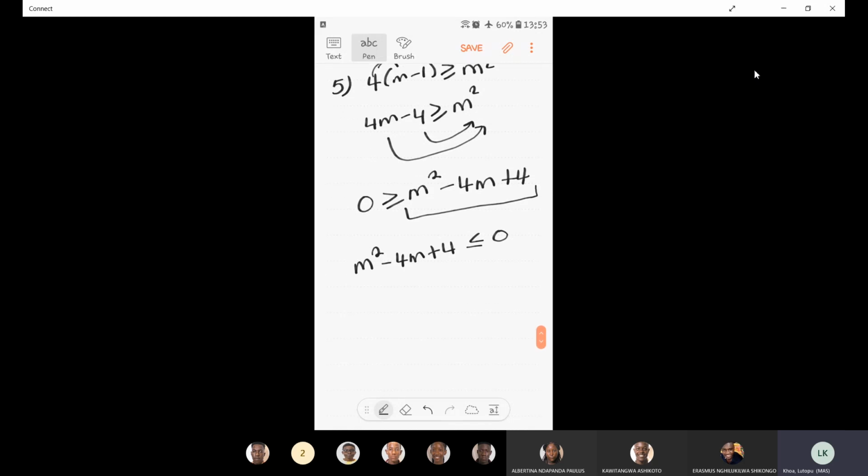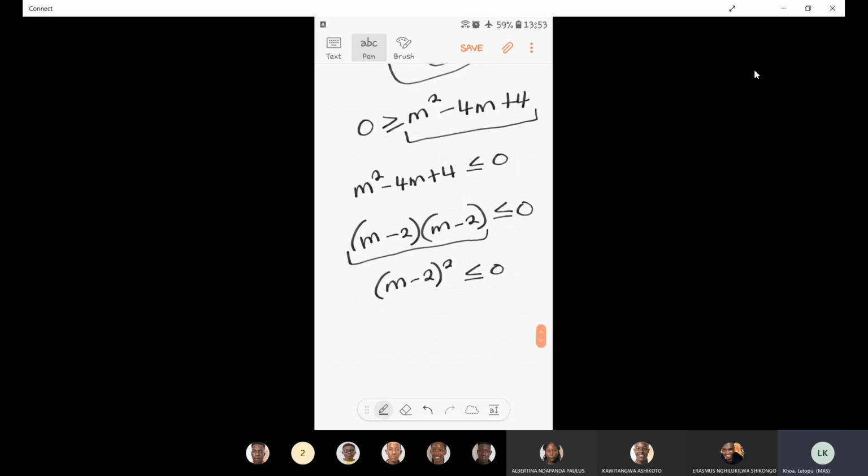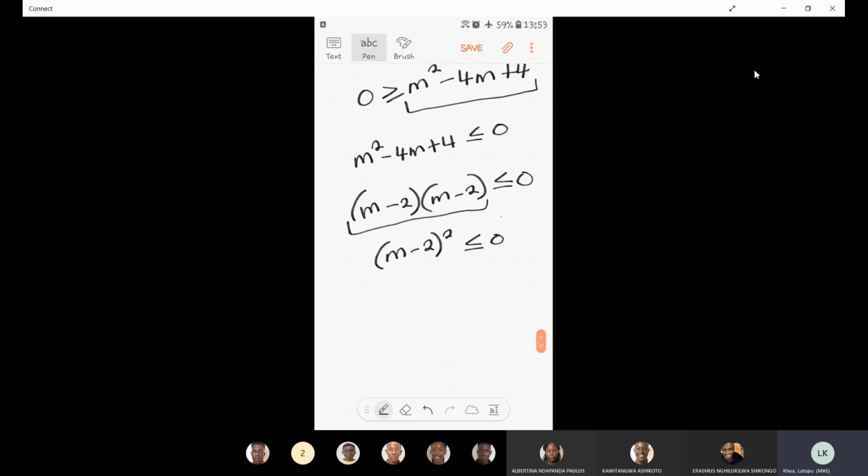Okay, then as usual, we factorize it. We look for two numbers that when you multiply them, the answer is 4, and when you add them, the answer is negative 4. So those two numbers are negative 2 and negative 2. So I put my m, then negative 2, negative 2, and you can see this is just m minus 2 squared. This is less than or equal to 0. Now we can still do it in the same way. So this is something for you to note.